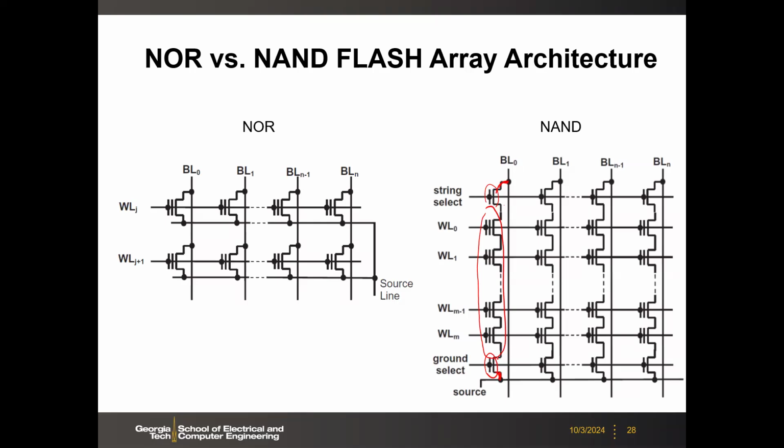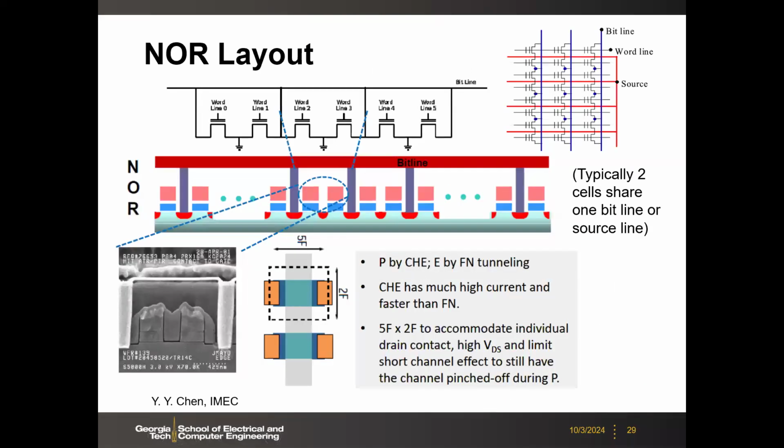So this is a schematic or netlist, and then let's look at the real layout. In the NOR array, what you can do is actually share the bit line contact. This is like a bit line contact between two transistors. If you look at the netlist, for example, this bit line contact is shared between those two. This way you can save some area for the bit line contacts.